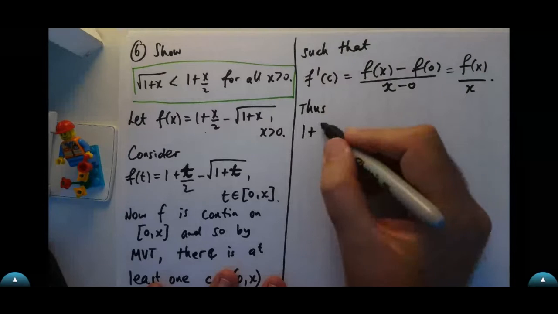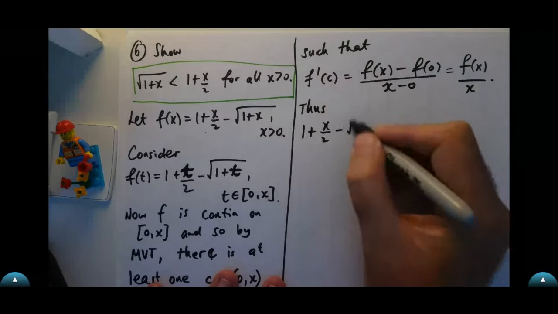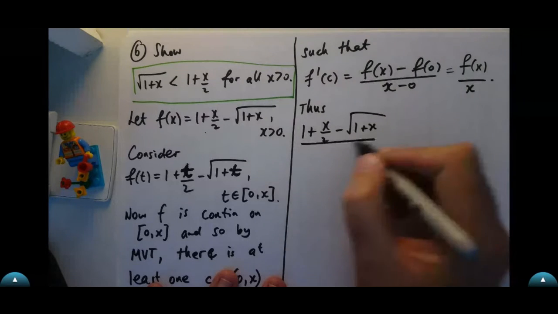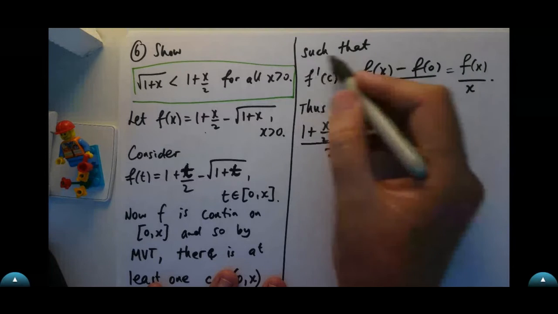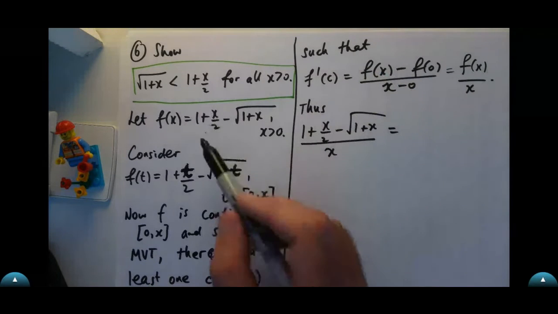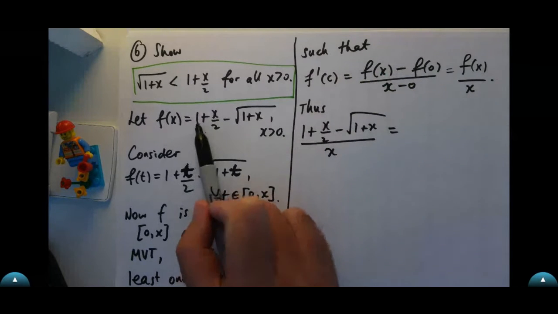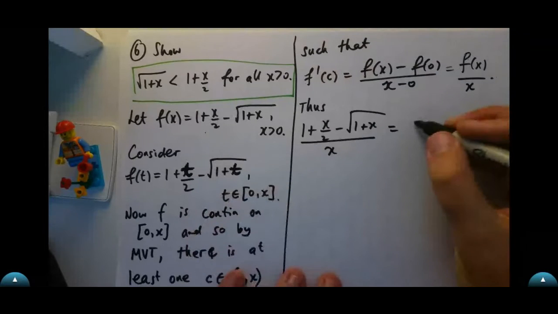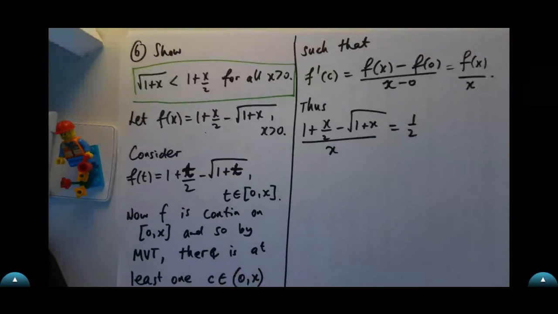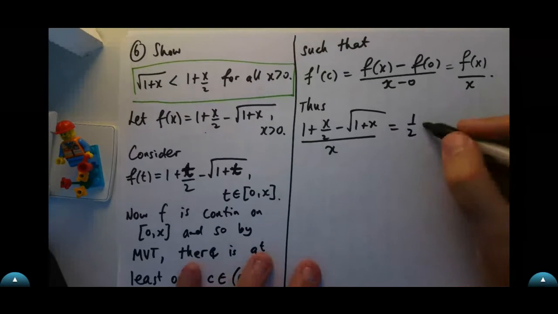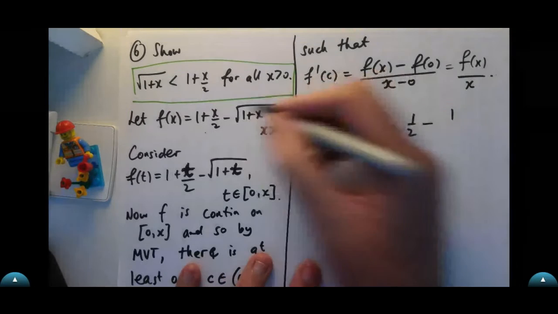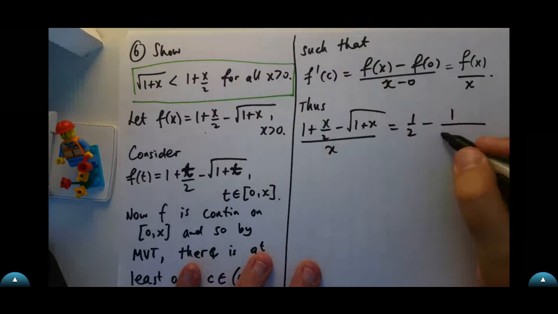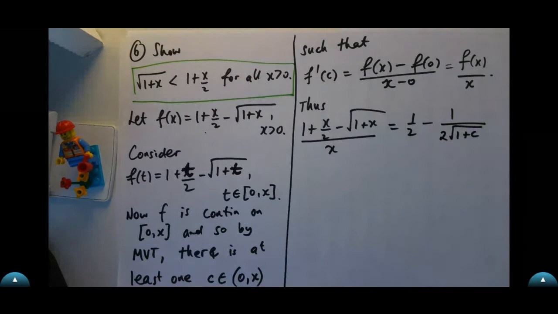So let's work out the derivative. So the derivative is going to be, well, this goes to 0. This is a half, right? And if this goes to this, and I put in x equals c.